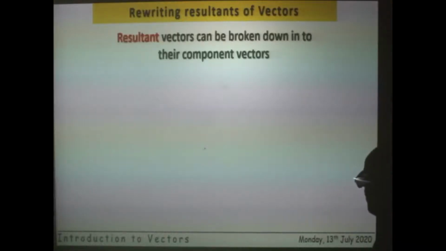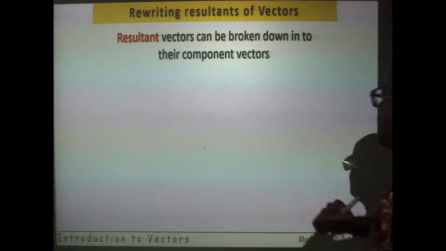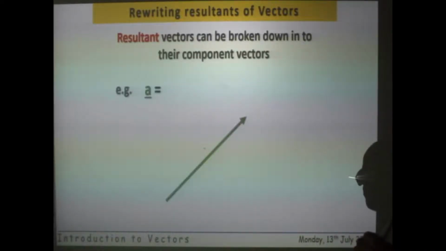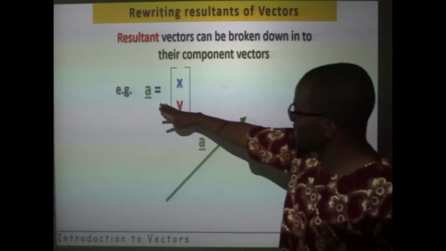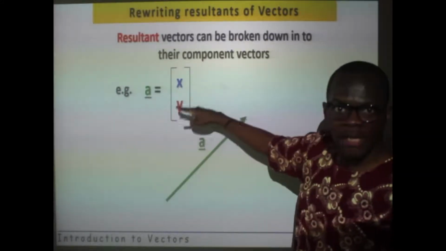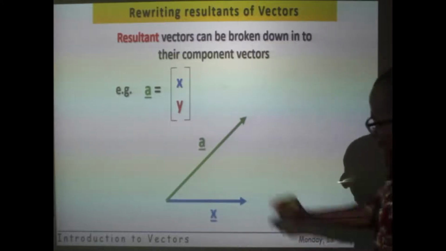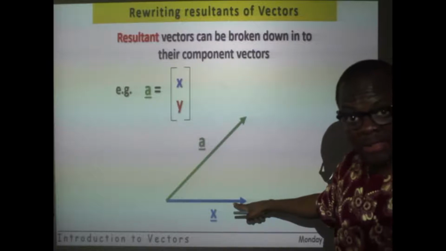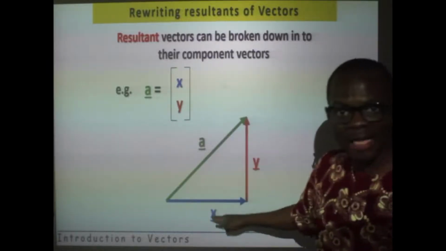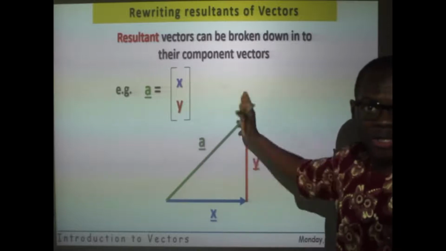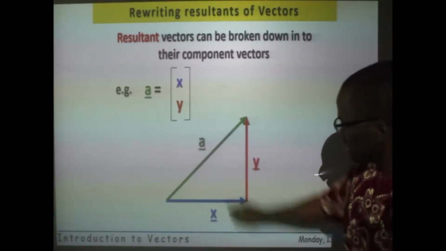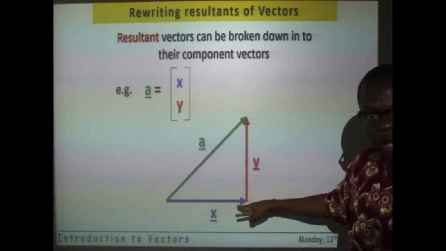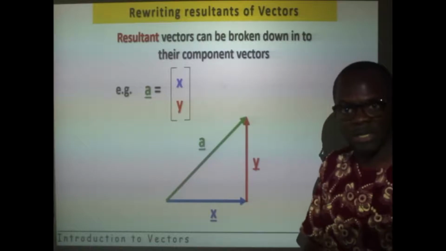Now, resultant vectors can be broken down into their component vectors. What do I mean? You saw that earlier on. If you've got the vector A, with the x component and the y component, it means the vector A is x units along the x axis, and then y units along the y axis. So there's a vector A: x units along the x axis, and then y units along the y axis.